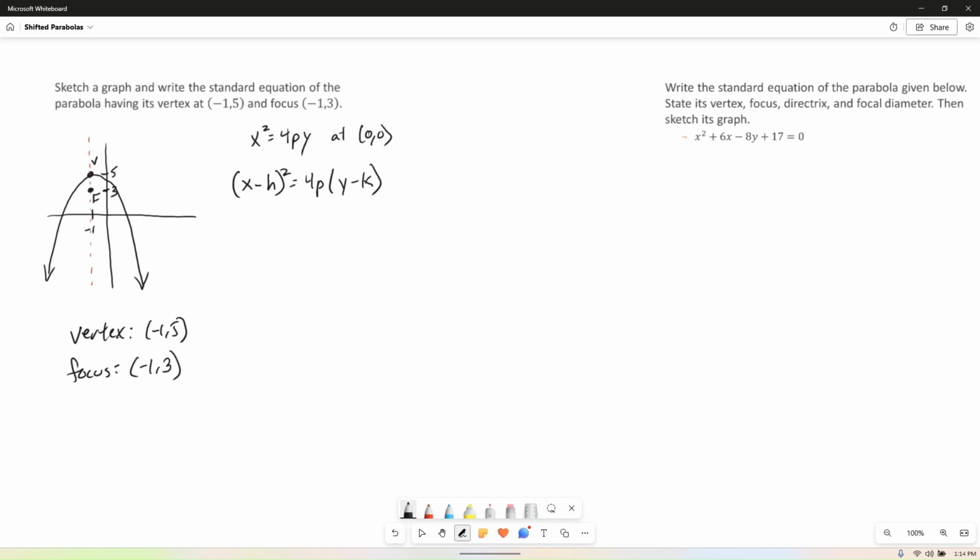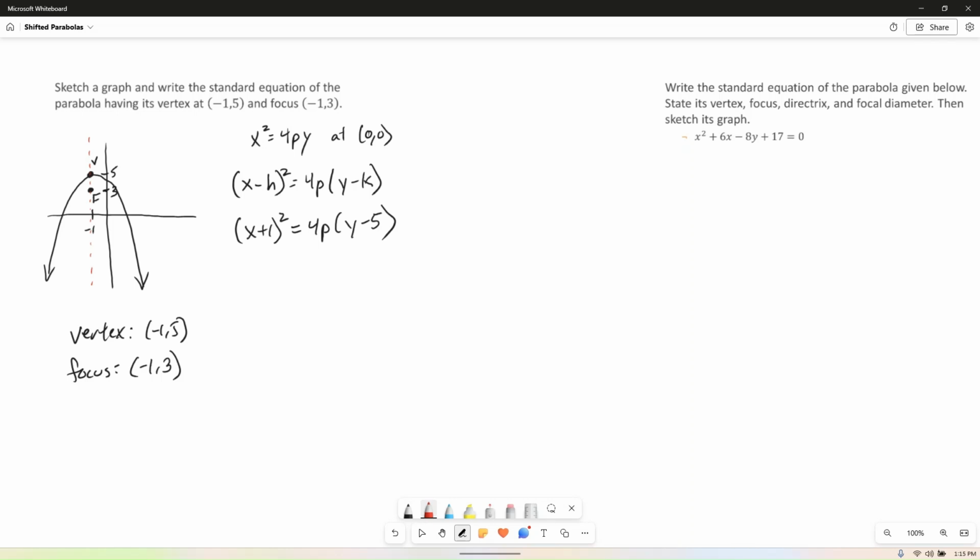Okay. So we could already go ahead and write part of this equation. We could plug in a -1 for the h and a 5 for the k. So we're going to have the quantity (x plus 1) squared, and it's plus 1 because it's technically minus a -1. (x plus 1) squared equals 4p times the quantity (y minus 5). Okay, because again, the -1 and the 5 are the x and the y coordinates, respectively, of the vertex. Now we need to find p. Once we can find p, then we can finish writing the equation.